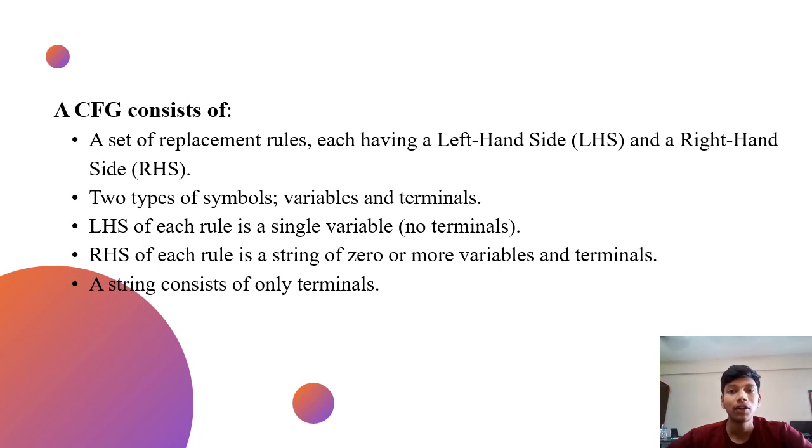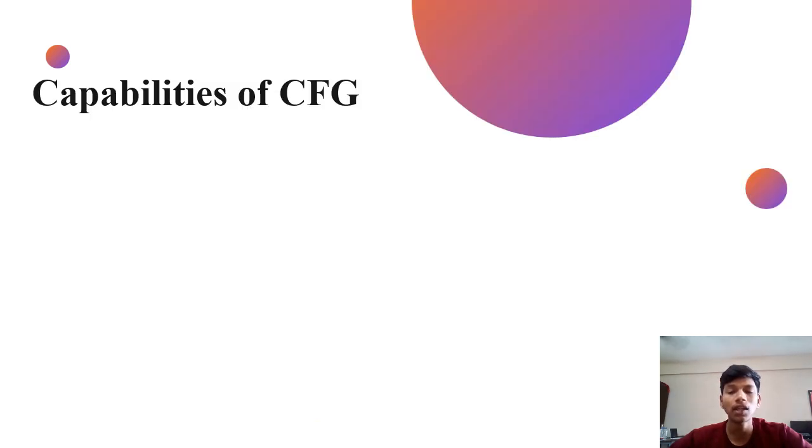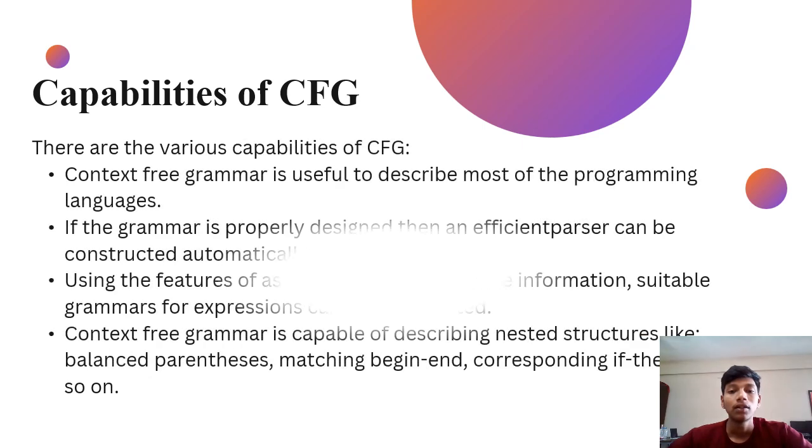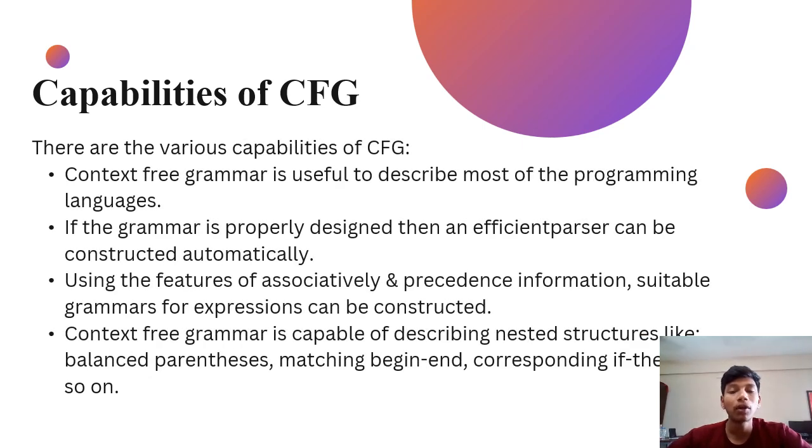A CFG consists of two sides, LHS and RHS. It has two types of symbols, variables and terminals, in which the left-hand side always contains non-terminals and the right-hand side consists of a string of 0 or more variables and terminals. Capabilities of CFG. There are various capabilities, of which the important one is that it describes most of the programming languages, and if it is properly designed, then an efficient parser can be constructed automatically. And a context-free grammar is capable of describing nested structures like balanced parentheses and if-then loops.